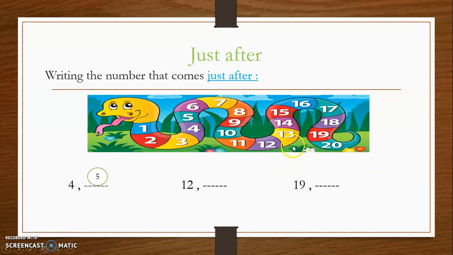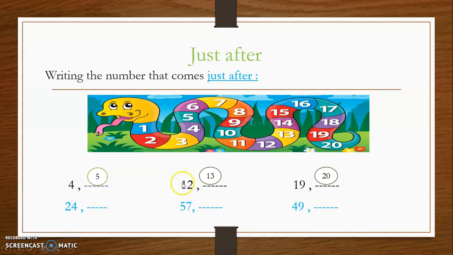Just after 12, it's 13. I write 13. And just after 19, it's 20. I write 20. Here I have three numbers that are not found in the snake. I want to write the numbers that come just after them.